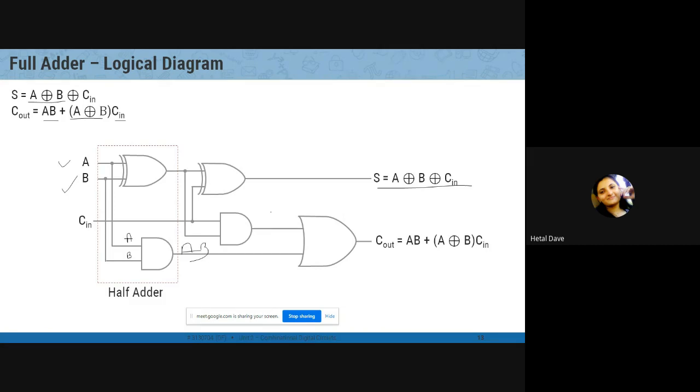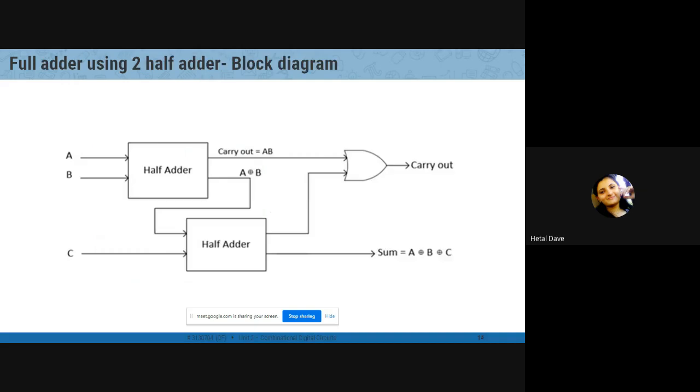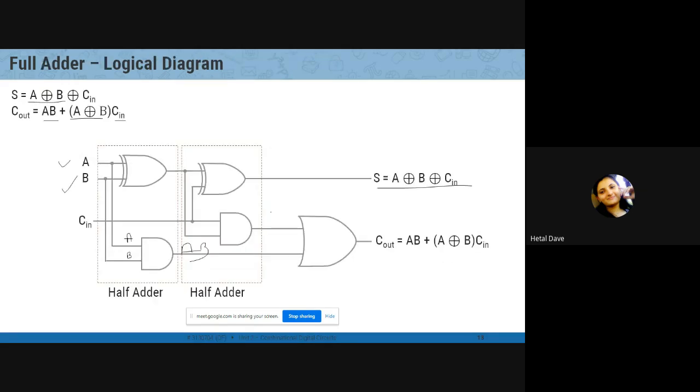If you see this, it is actually 2 half adders and 1 OR gate. In your exam, in MCQs, this kind of question is sometimes asked. True or false? Full adder is a combination of 2 half adders and 1 AND gate. False, because it is a combination of 2 half adders and 1 OR gate. Sometimes you can be asked, full adder is a combination of 3 half adders. False, it is a combination of 2 half adders and 1 OR gate. So this kind of MCQ concept can be asked.